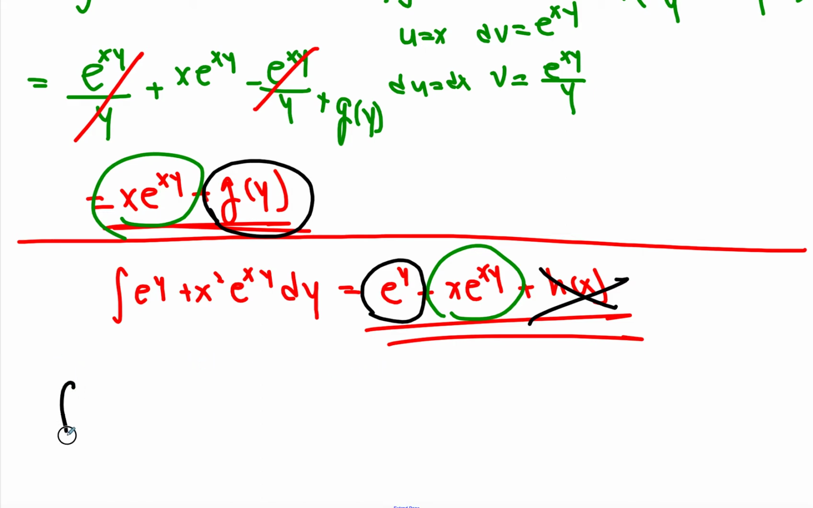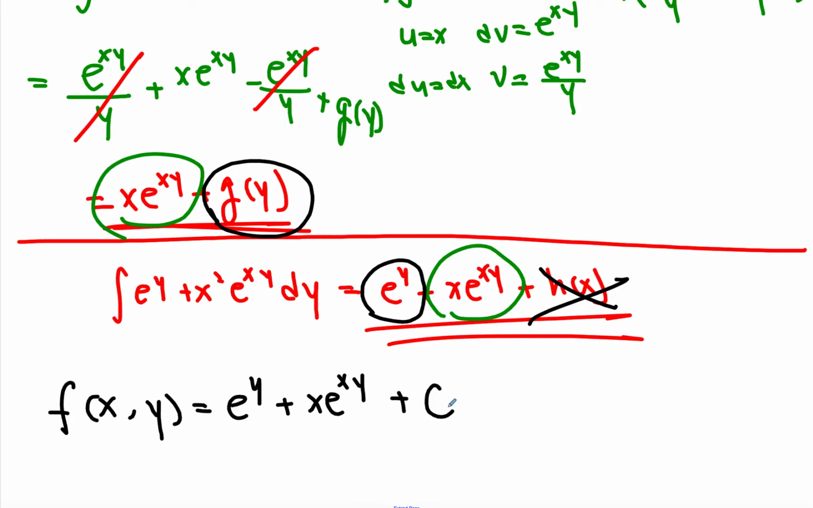So therefore we realize that the potential function f of xy must be equal to e to the y plus x e to the xy plus c. That would have been the potential function. Alrighty, let's move on to the next problem.